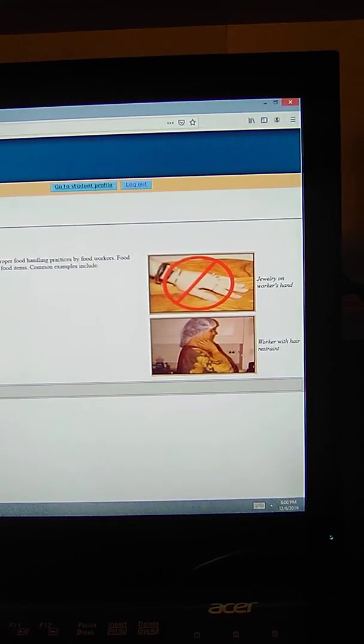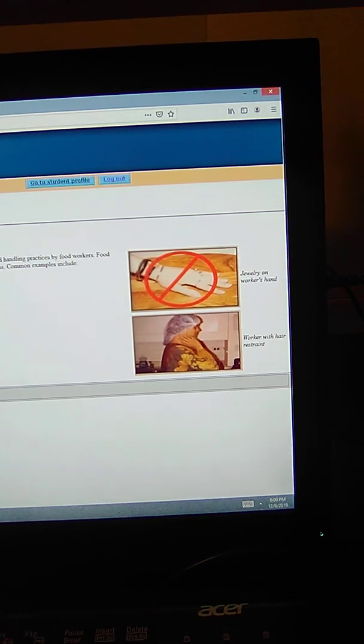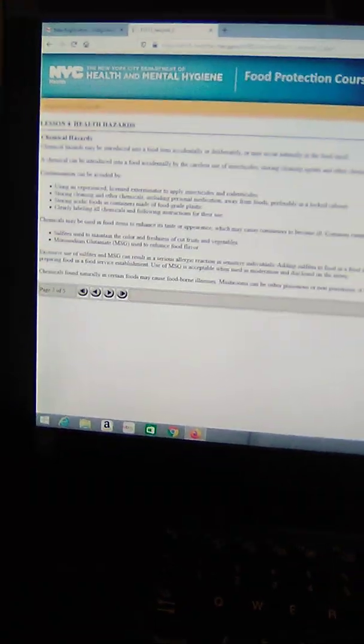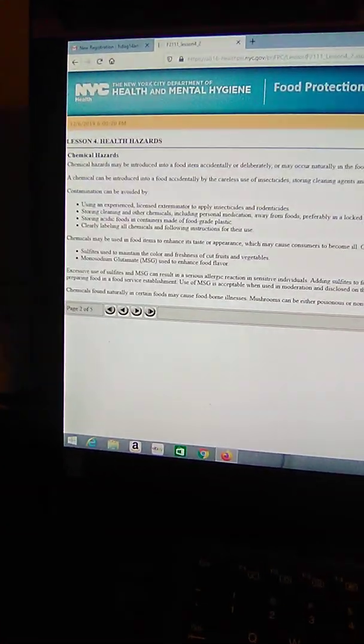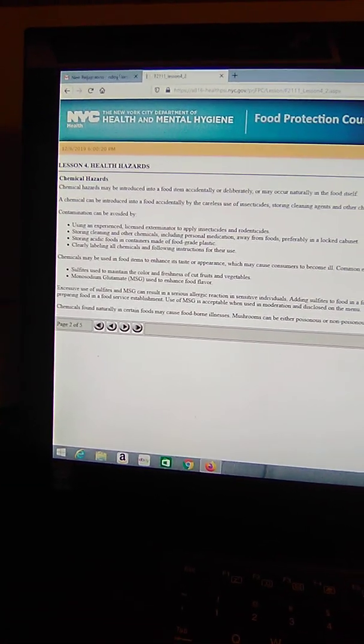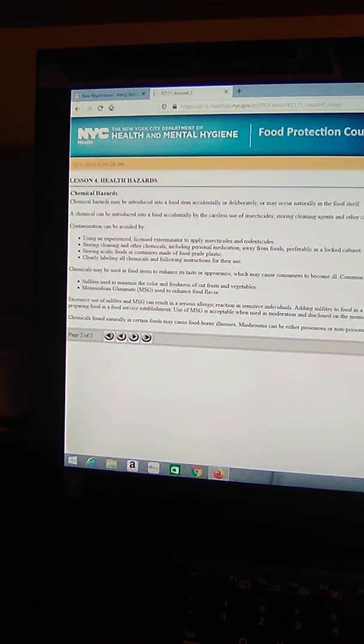Any food item that contains a physical hazard must be discarded. Okay. Next. Chemical hazards. Chemical hazards may be introduced into a food item accidentally or deliberately, or may occur naturally in the food itself.